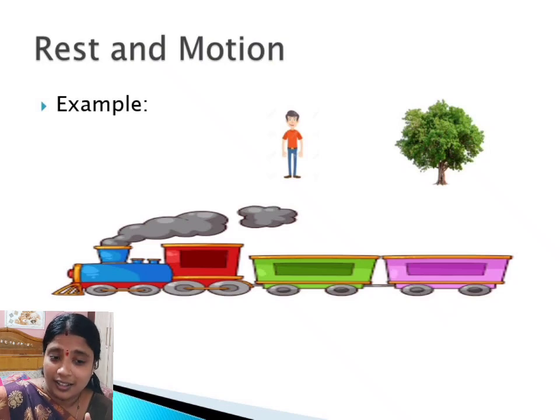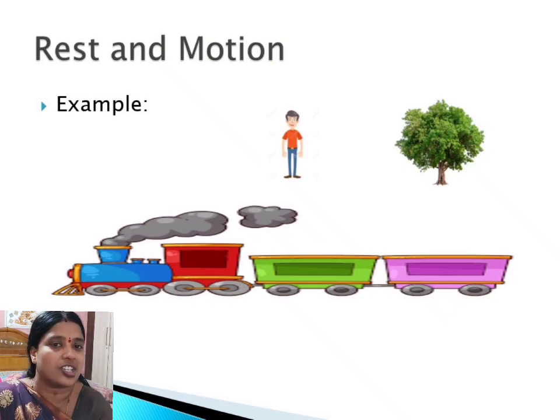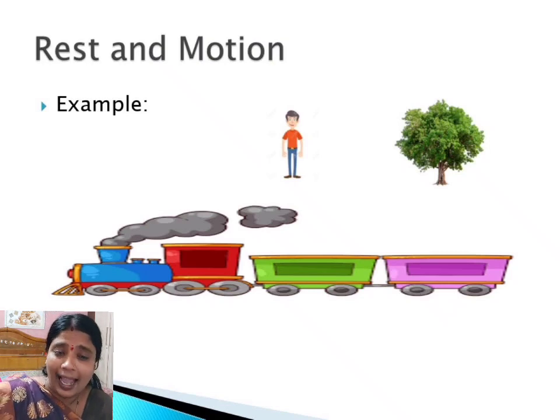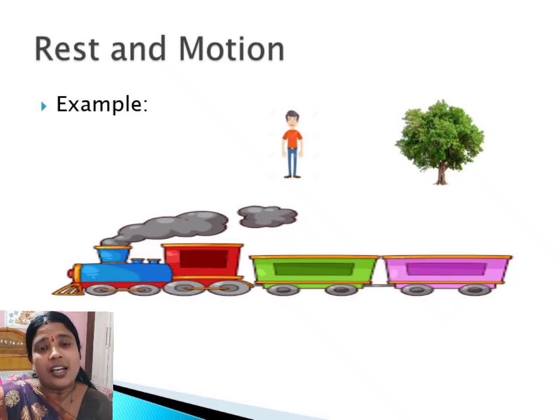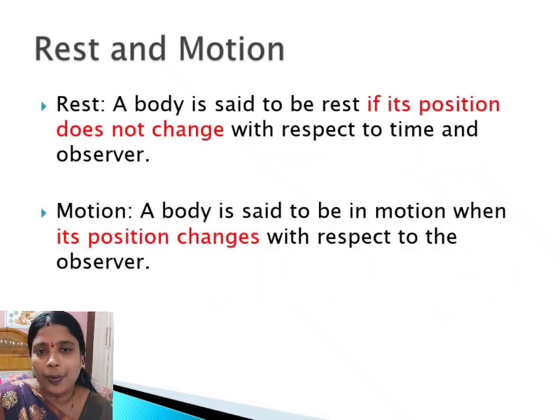This is important. The man is stationary with respect to the tree, and the tree is stationary with respect to the man. But they both are in motion with respect to the passenger who is sitting inside the train. Because for that person, both tree and man appear to move or change their position. Why? Because actually the train is changing its position. That is why for the person sitting inside the train, they appear to change position. So let us now define rest and motion. I hope it is clear to you.